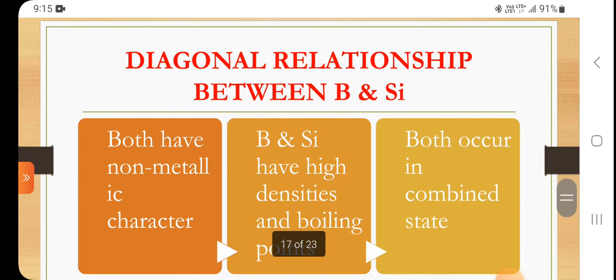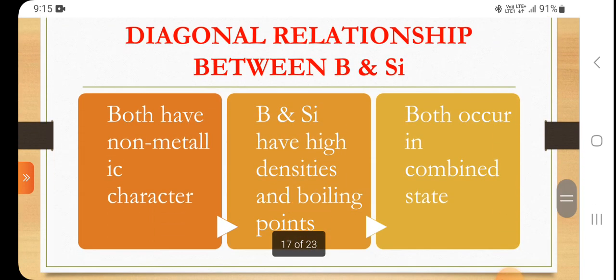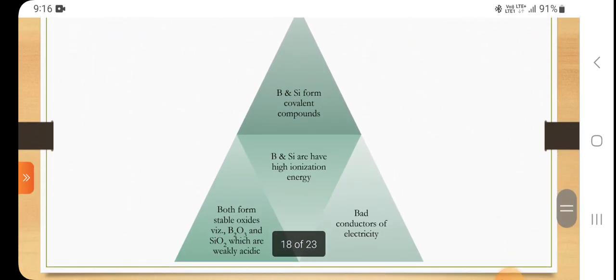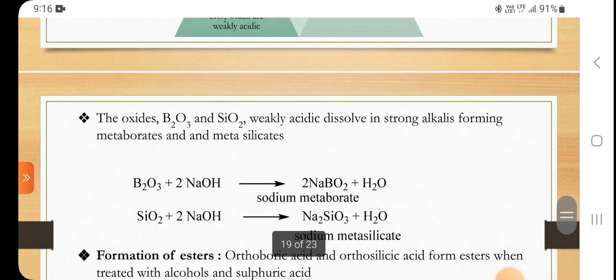The diagonal relationship of boron and silicon. Both are non-metallic in character. Boron and silicon have high densities and boiling points. Both occur in combined state. Boron and silicon form covalent compounds. Boron and silicon have high ionization energy. Boron oxides such as B2O3 and SiO2 are weakly acidic. They are bad conductors of electricity.